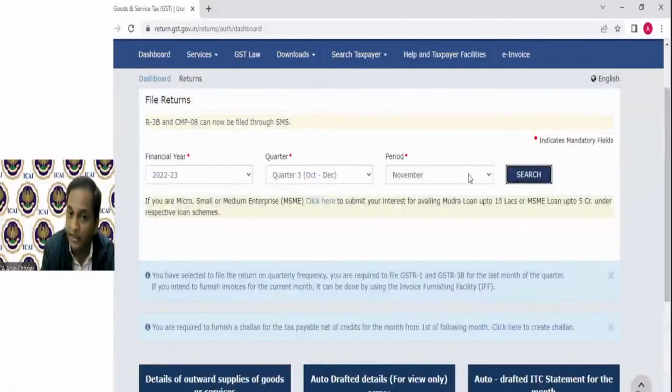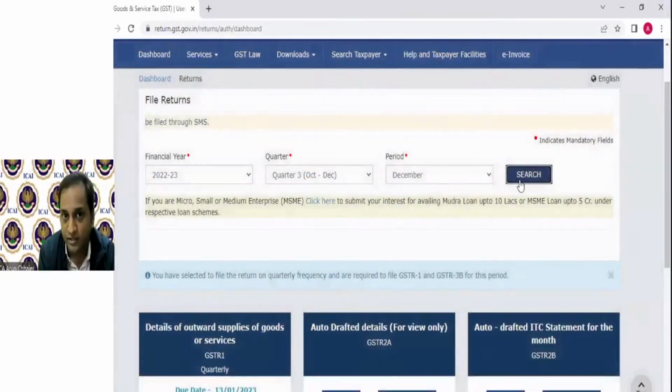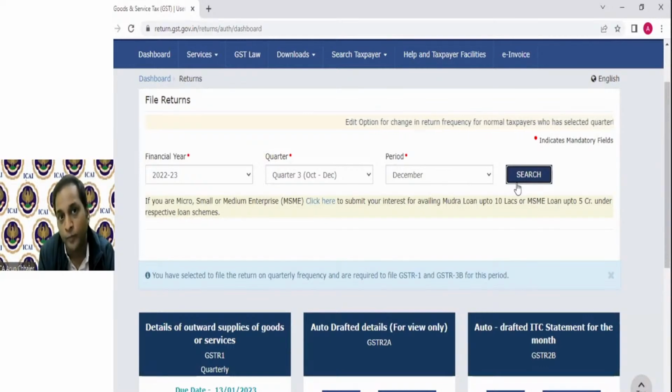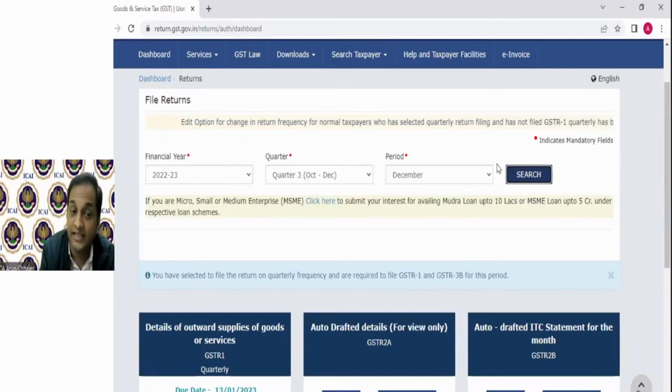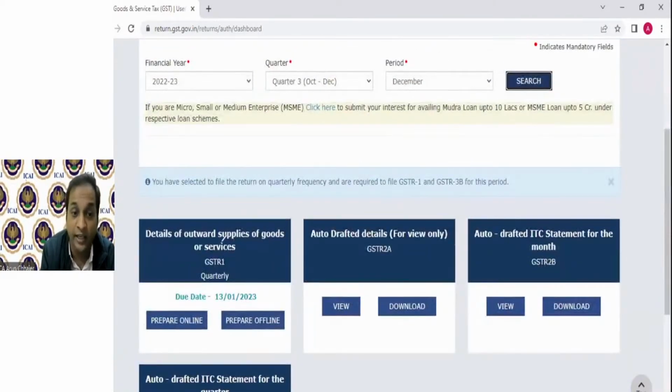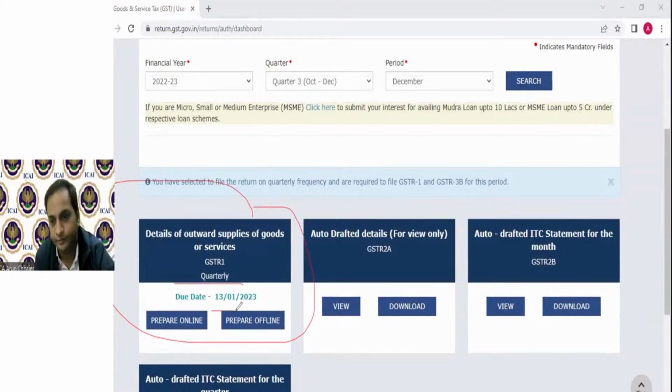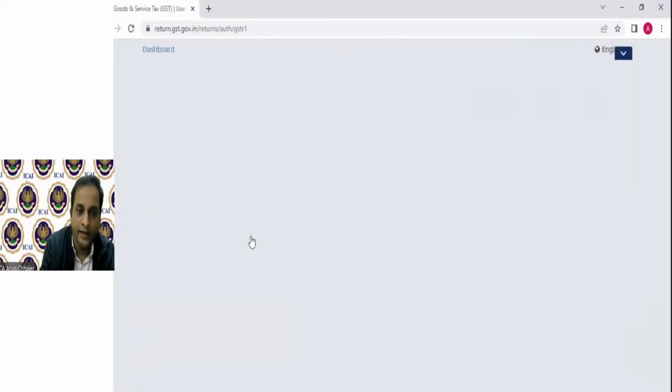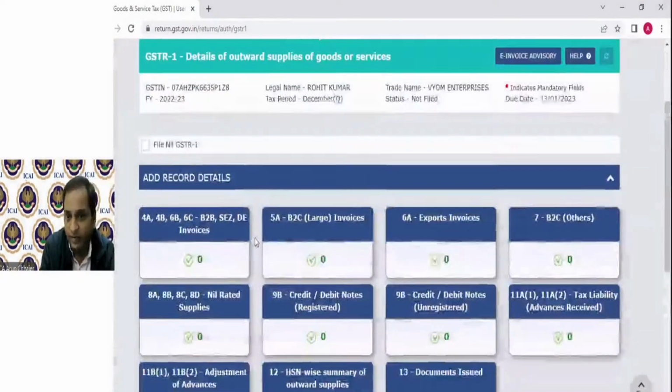IFF. But now if I select December, because IFF is only applicable for M1 and M2. What about the third month? After the end of the quarter, we need to furnish the GSTR1. And therefore, you can see the GSTR1, which is written as quarterly. Due date 13. Now, we'll discuss each and every table.